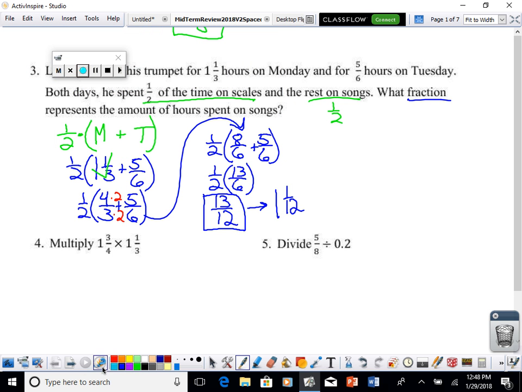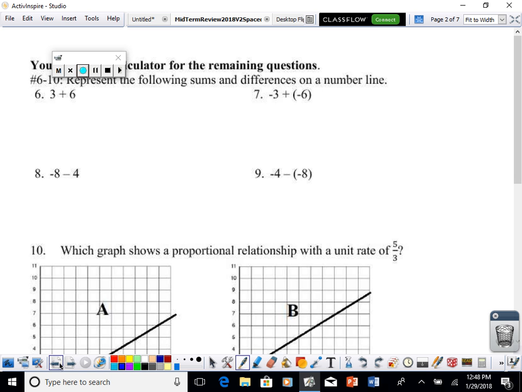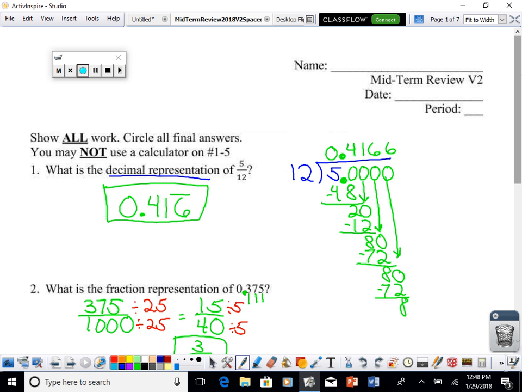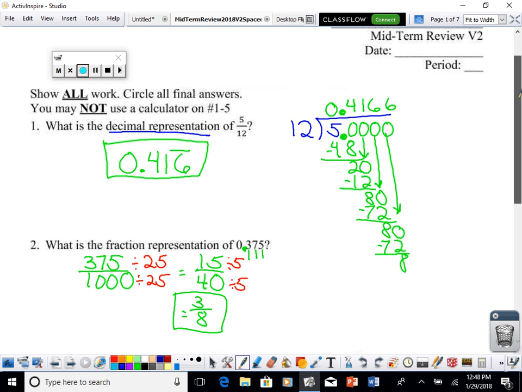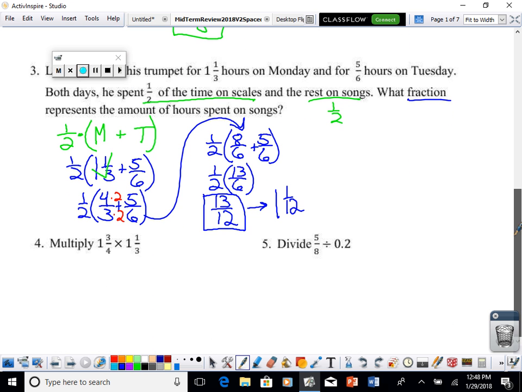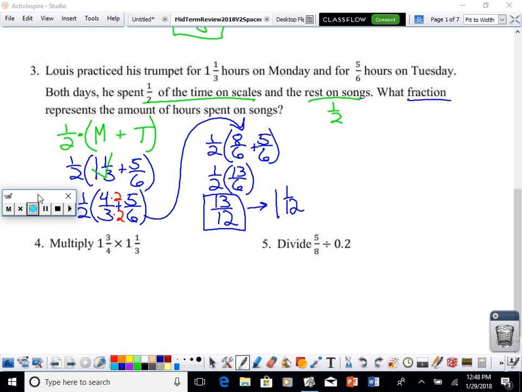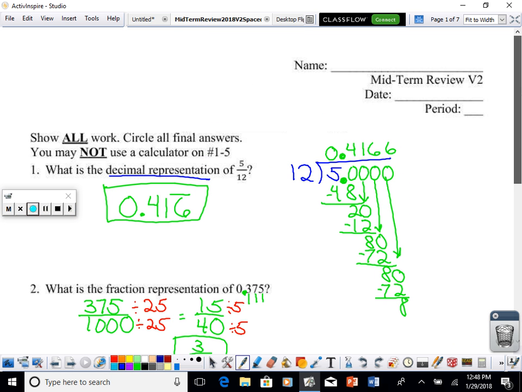All right, guys, so we were working on our midterm review. Now, my midterm review is just a little bit different from yours, to remind you, but it's asking you to perform the same tasks. So number 1 and 2, they're asking to convert between fractions and decimals. And while the fractions and decimals that I have are different than the ones on your review, they're still the same task. Okay. Number 3 was a little bit of a story problem, and numbers 4 and 5 involved division. Now, reminder, numbers 1 through 5, no calculators on 1 through 5.